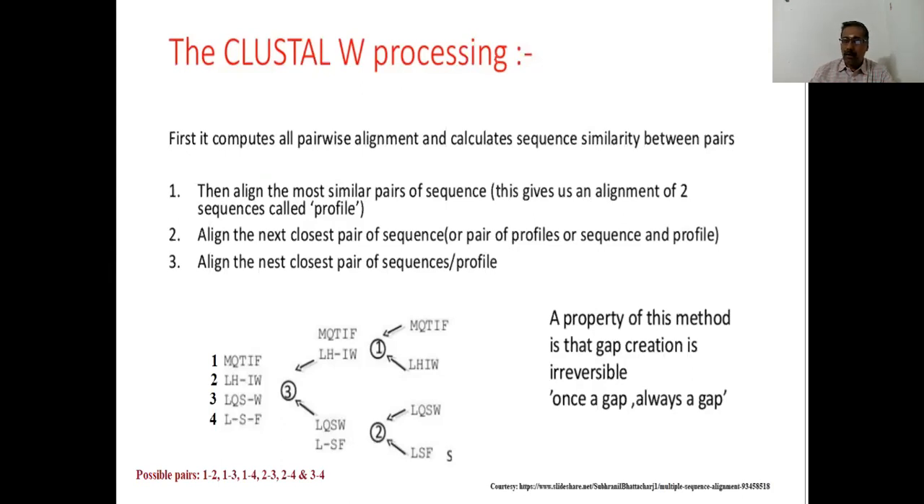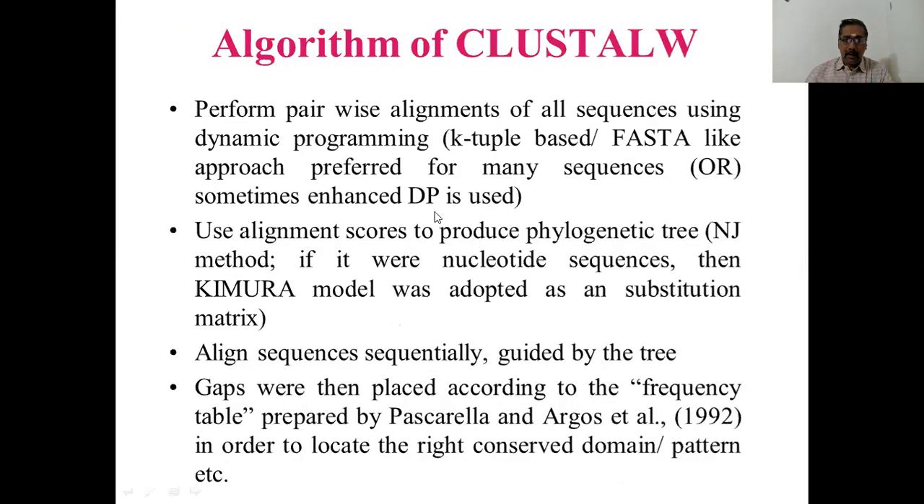The overall score for 2 and 4 is plus 5, right? For the rest of the pairs, the score is below plus 5. 2 and 4 score is plus 5. The rest of the pairs, 1 and 2 or 1 and 3 or 1 and 4, their score is lesser than plus 5. So 2 and 4 should be considered as the most similar pair, most similar sequence, right? So that is the first part of the algorithm, right?